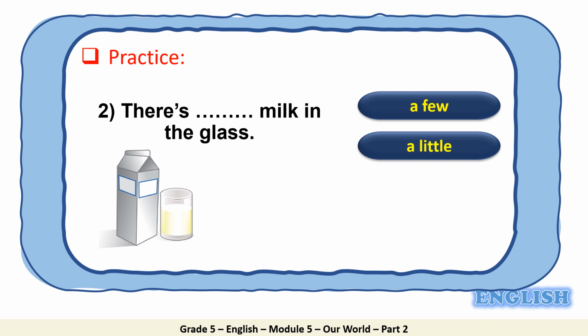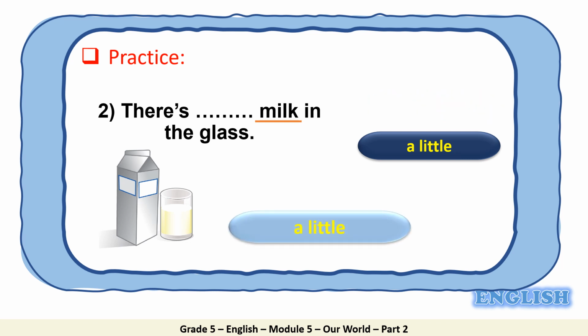What about this sentence? Which word will help me figure out the answer? Good, the word milk. Now ask yourself, is it countable or uncountable noun? Can you count milk? No, you can't. So it's uncountable noun. Now, which quantifier do we use with uncountable nouns? Excellent. The answer will be like this. There is a little milk in the glass. Good job.